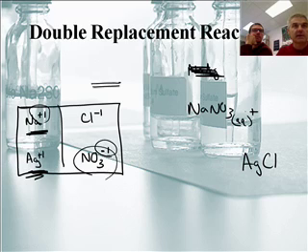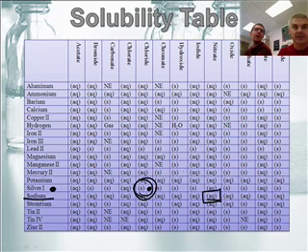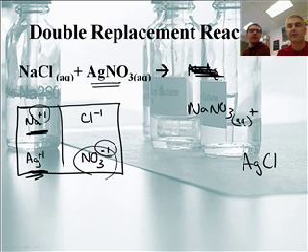Right. All right, so I go back to my table. So I'm going to find silver chloride. Here's silver, silver 1, and then chloride is right here, right? So it's this box, and that looks like it's solid. An S. So does that meet our rules? It does. One of the products formed a solid, so the reaction occurs. And then we would go back and balance it.